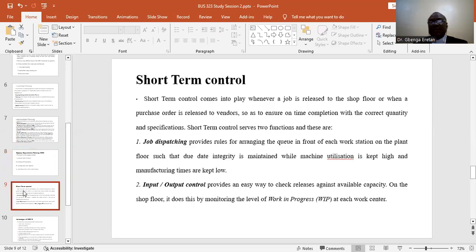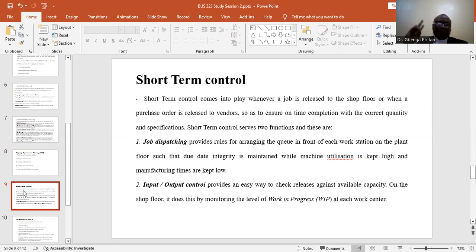Then we move on to the last stage of it, which is the third time planning, or the short-term control. Short-term control comes into play whenever a job is released to the shop floor or when a purchase order is released to a vendor, so as to ensure on-time completion with correct quantity and specification.